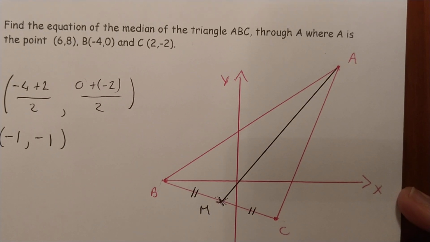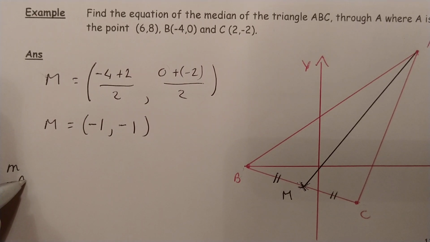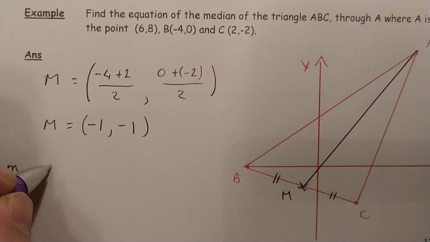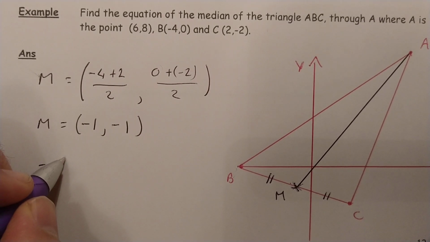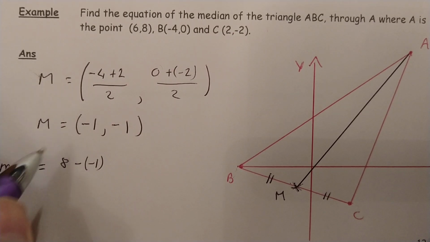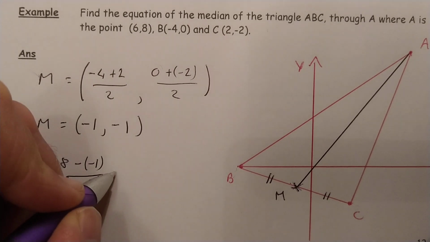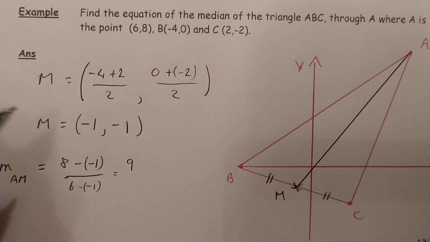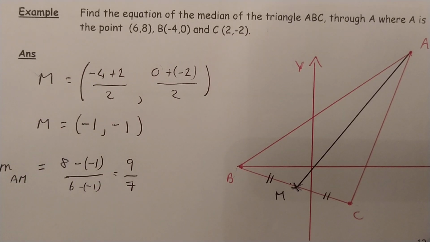We need gradient. So small m for gradient, the gradient of AM, A to the midpoint, capital M, change in y over change in x. Okay, so change in y, 8 take away -1, over change in x, 6 take away -1, (9/7).